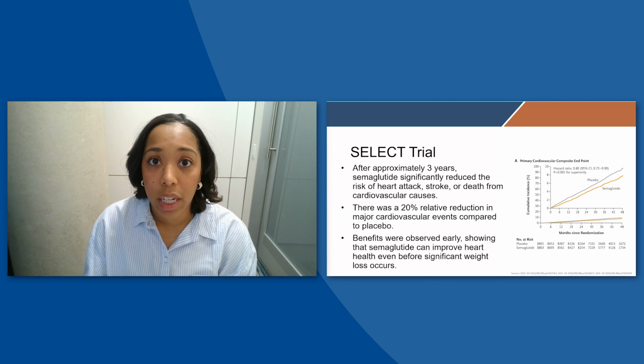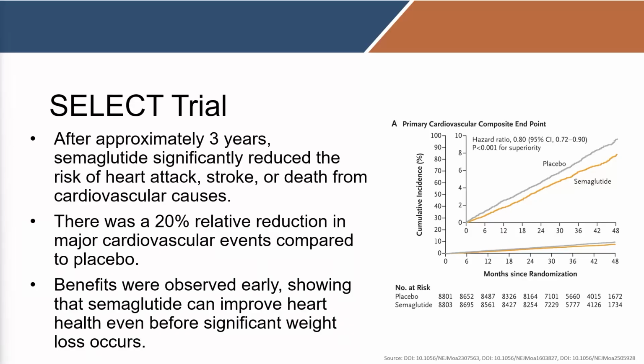After a little over 3 years, the study found a statistically significant reduction in major cardiovascular events that includes heart attacks, strokes, and death from cardiovascular events. And overall, there was about a 20% lower relative risk of these major events in the semaglutide group compared to placebo. Importantly, these cardiovascular benefits were observed very early on in the study before participants experienced significant weight loss.